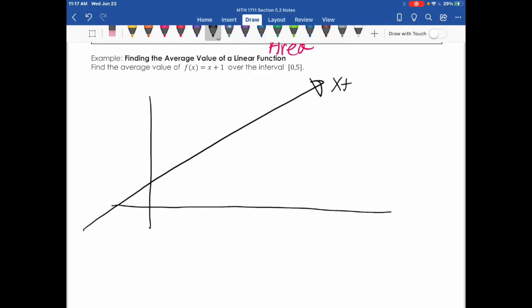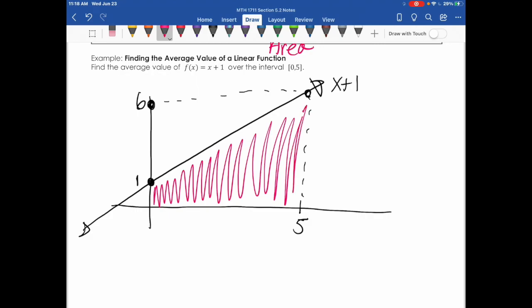So let's go ahead and apply it in this example down here. The question says, find the average value of the function f of x is equal to x plus 1 over the interval from 0 to 5. So here's our picture. If we have the graph of x plus 1, it's going to look something like this, just a rough sketch. It's going to cross the y-axis at 1. And the corresponding y value at 5 is going to be 6. So we are looking for this area here, shaded in pink, to find the average value of the function. We need to find that area and then divide it by the length of that interval.